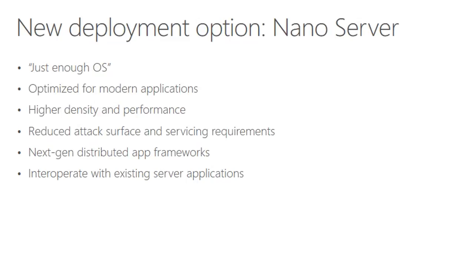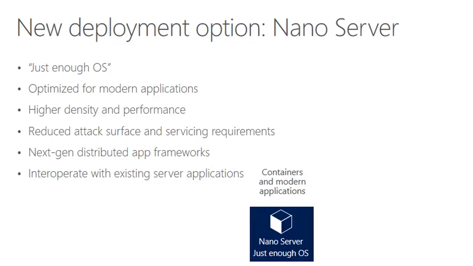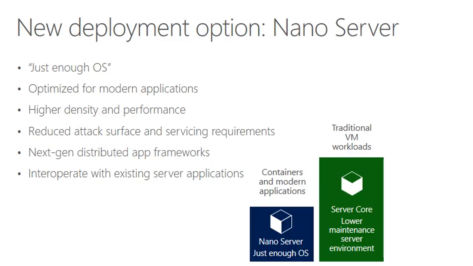So that's a new deployment option that we're going to be talking about more in an upcoming webinar series. Nano Server is designed for containers and modern applications. It's just enough OS. Get this, folks, it's only 400-something megabytes to install it. Think about that for a second. Megabytes, 400-something megabytes, not gigabytes. That's quite a massive reduction.